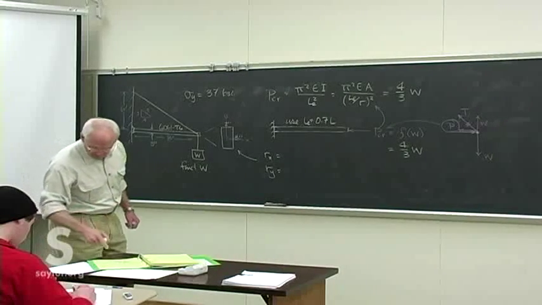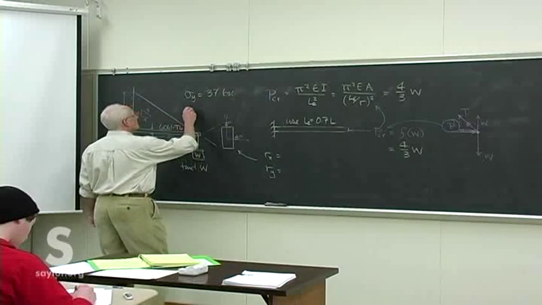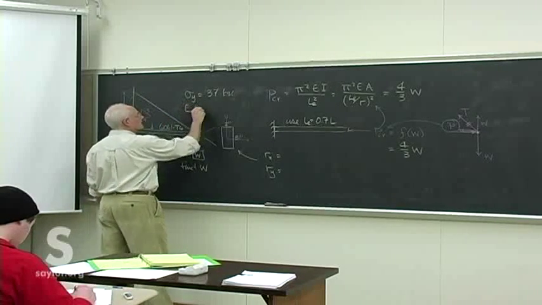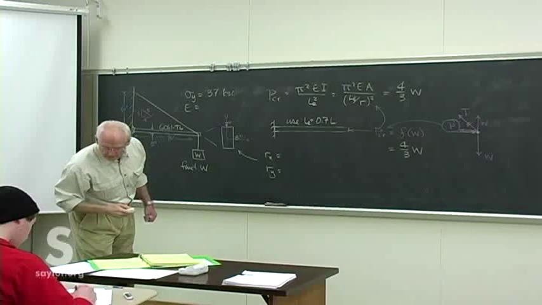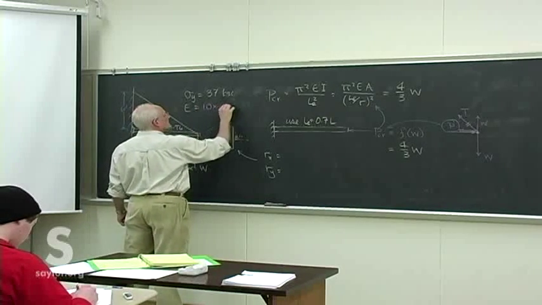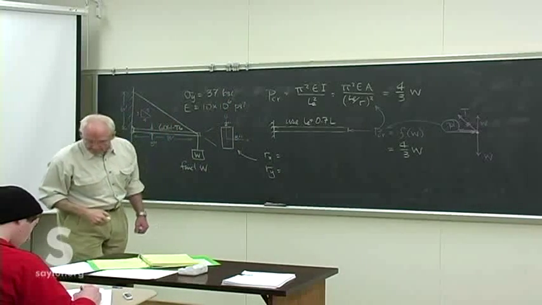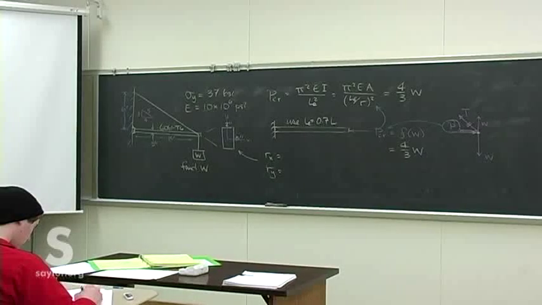So I'll give you E for the 6061 aluminum: 10 × 10⁶ PSI. Is that right, Chris? Is that what you just found?